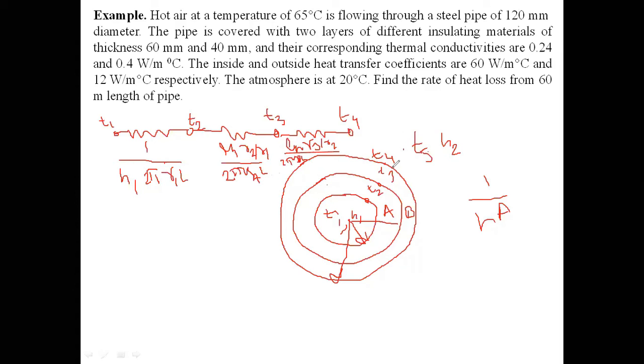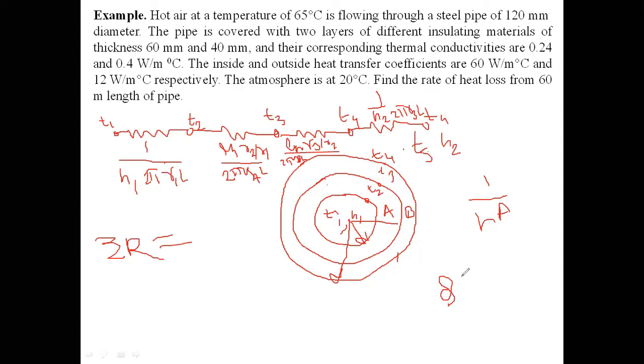Okay. Then T4 to T5 is again convective heat transfer. So this will be again 1 by H2 into, sorry, twice pi R3 into L, because this is the contact surface area, R3 into L. Clear? So this is how you get the resistance. Then find the summation of resistance. If you know T1 and T5, from this you find the Q.